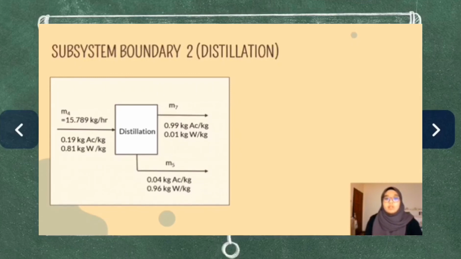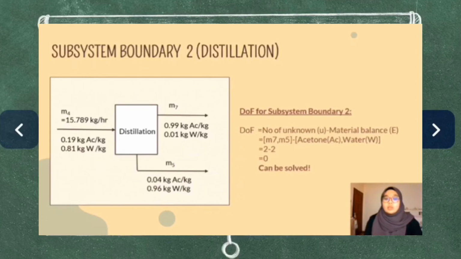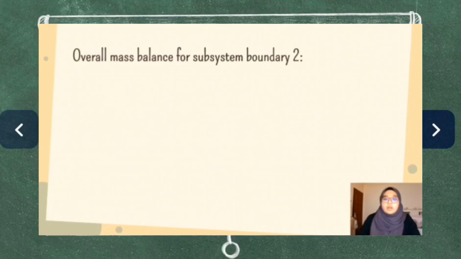From the flowchart of subsystem boundary 2, we have two unknowns, which are M7 and M5, and two material balances, which are acetone and water. So the degree of freedom for this flowchart is basically 0. We can solve the unknown variables. The overall mass balance for subsystem boundary 2 is M4 equals M7 plus M5. We already got M4 from subsystem boundary 1, the absorber column. The amount of M4 is 15.789 kg per hour. We put M7 equal to 15.789 minus M5 as the first equation.